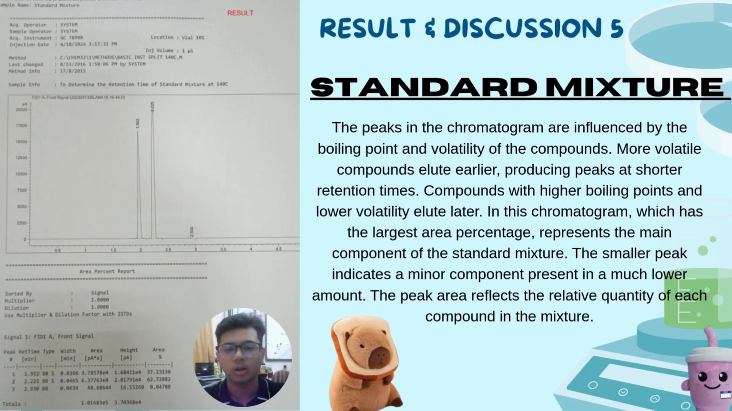Moving on to our fifth result and discussion. We are looking at the result for the standard mixture. The peaks in the chromatogram are influenced by the boiling point and volatility of the compound. More volatile compounds elute early, producing peaks at a shorter retention time. Compounds with higher boiling points and lower volatility elute later. In this chromatogram, the peak which has the largest area percentage represents the main component of the standard mixture. The smaller peak indicates a minor component present in a much lower amount. The peak reflects the relative quantity of each compound in the mixture.